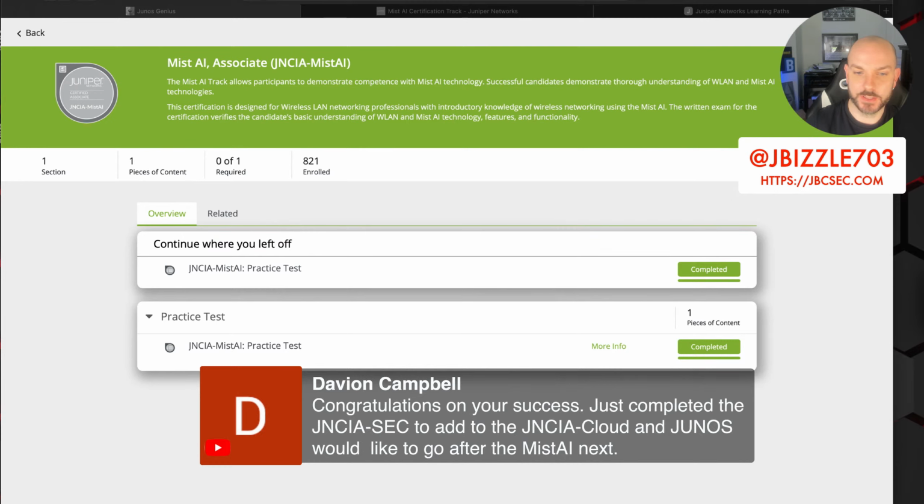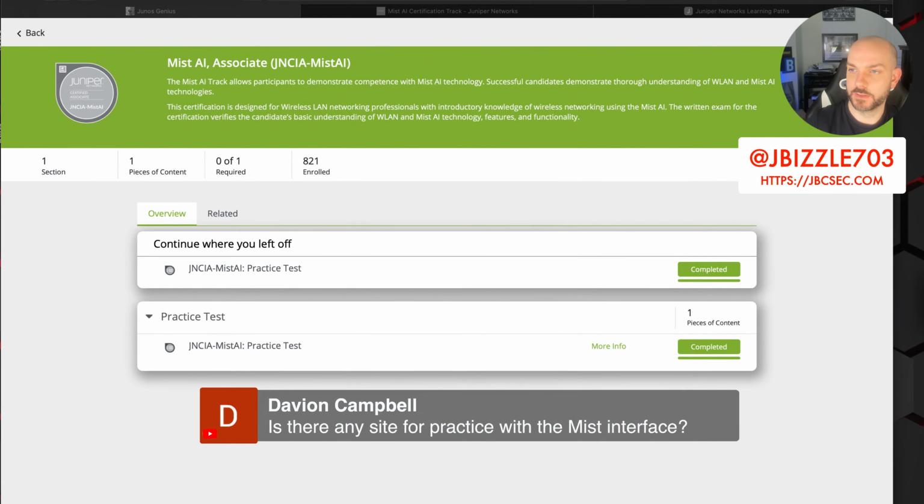And let's see. Is there any site for practice with the Mist interface? That's a good question. I did not see anything, or I did not come across anything there. I will say that with the training videos that they have on Mist Mastered, they do spend an awful lot of time going through screenshots and also guided discovery in their videos, where they're walking through the GUI and showing you different things.